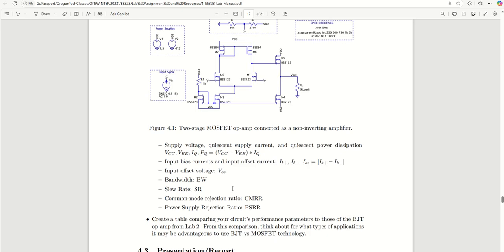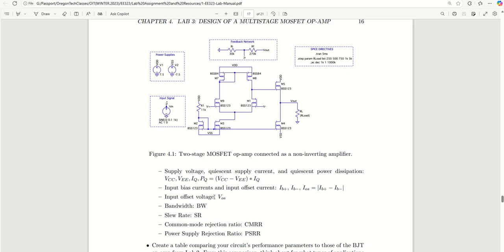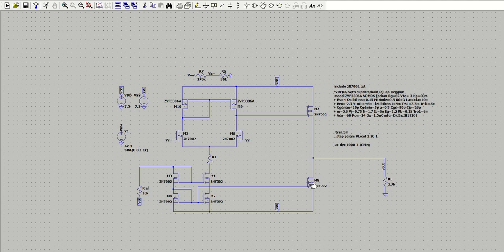This will help with the last part of the lab, where you compare the BJT op amp from Lab 2 with your MOSFET op amp from Lab 3. We went over all the other parameters in previous labs, so if you need help, refer to them. I'm using a 10K reference resistor, which should give me a total current of approximately 1 milliamp.